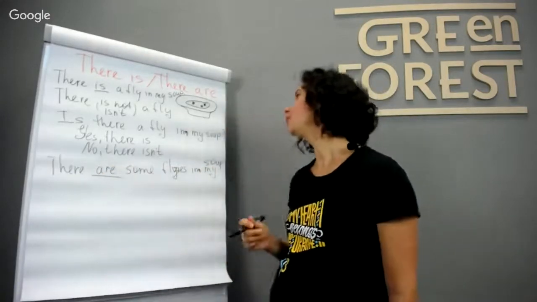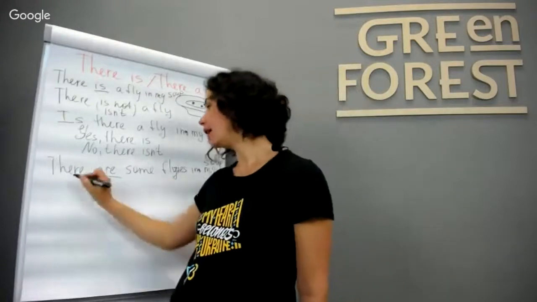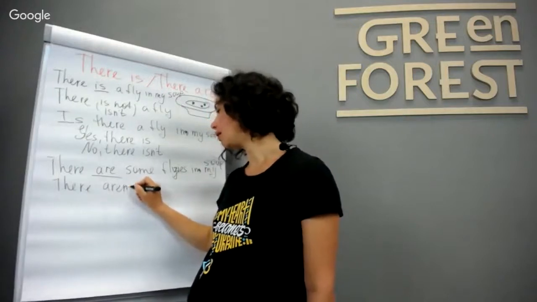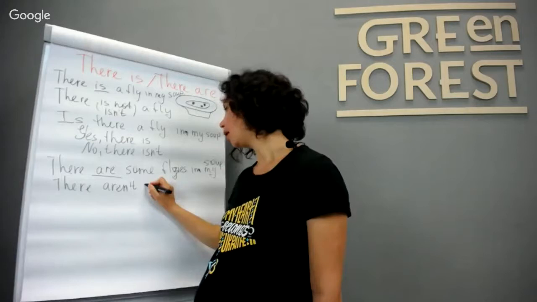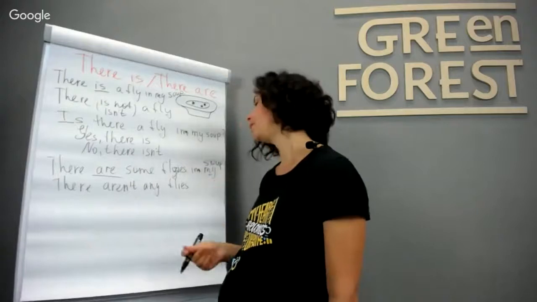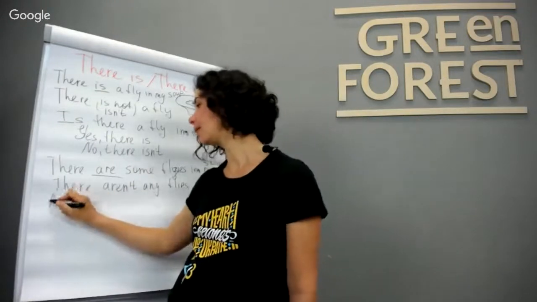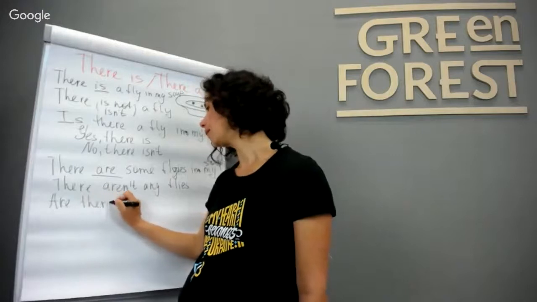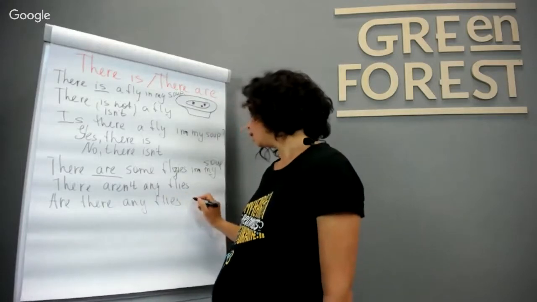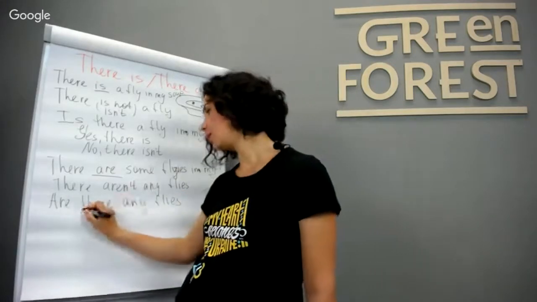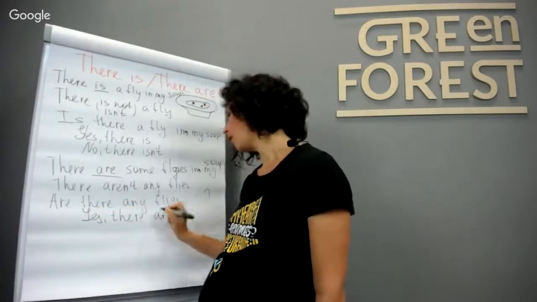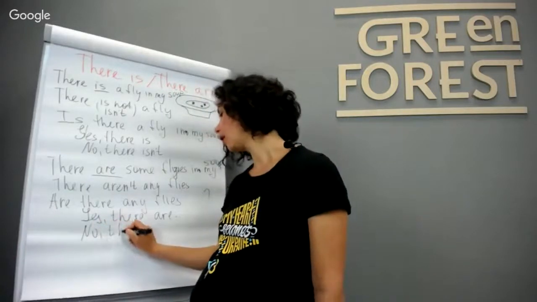We say "are" when we have plural form. Negative sentence we create in the same way. There aren't or are not any flies in my soup. And to make a question, we say, are there any flies in your soup? The answer will be, yes, there are, or no, there aren't.